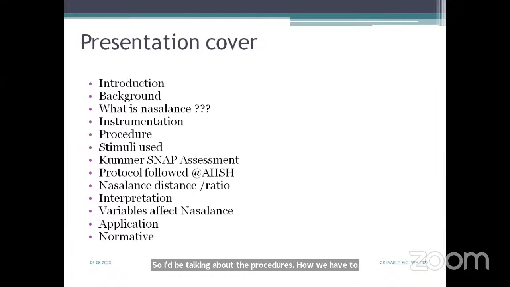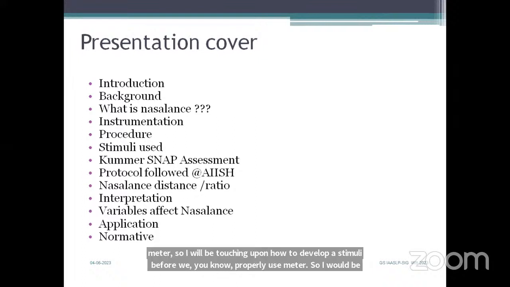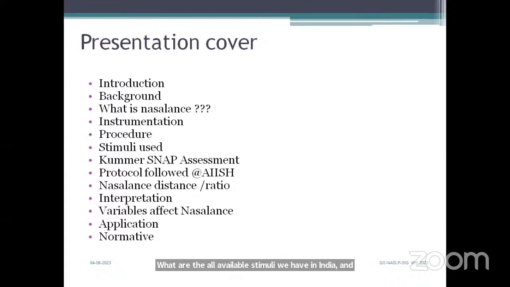Stimuli play a major role, because India is a multicultural and diverse country, and phonetically and phonemically it is different across states, and sometimes even across districts. So we need a proper stimulus before we properly use the nasometer. I will touch upon how to develop a stimulus, what stimuli are available in India, and some of the assessment protocols used in Western culture. I'm also going to talk about the camera, the snap assessment, and what we follow at AIISH, which can give you guidelines and some new concepts if you want to use it in a hospital or clinical setup.